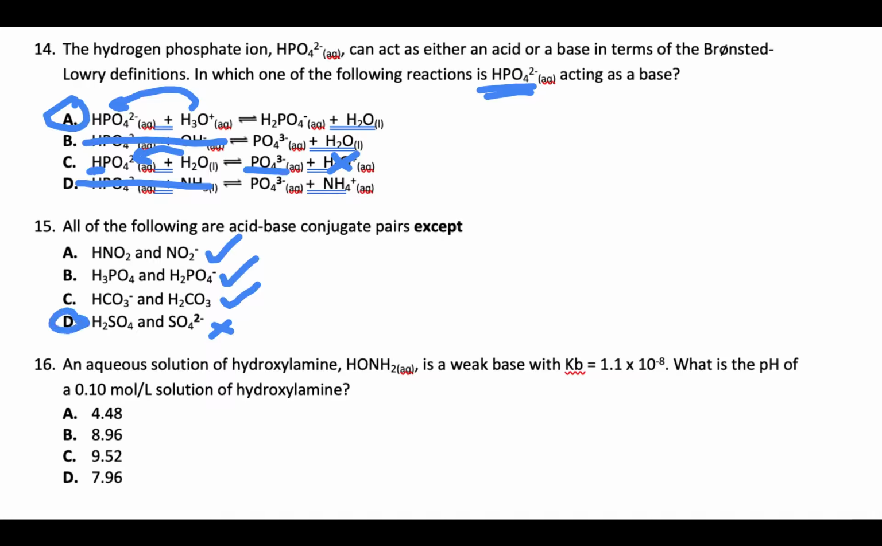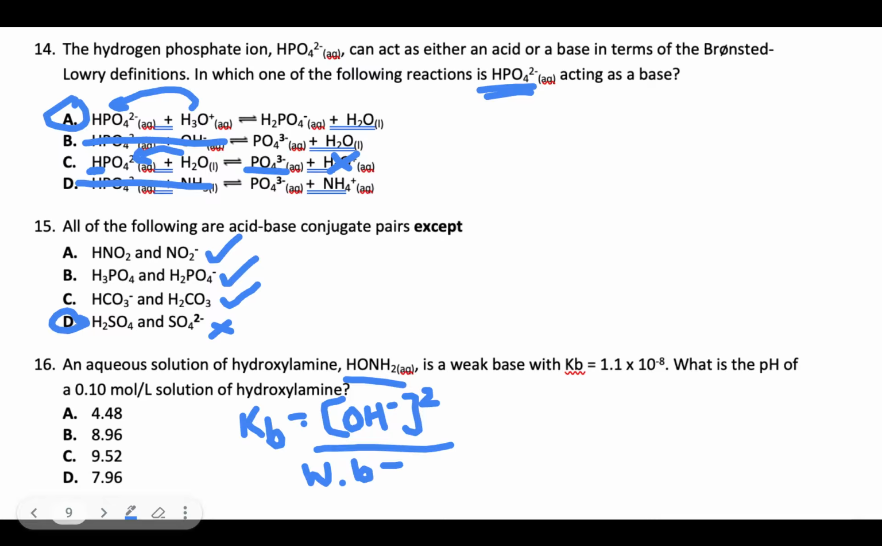Question number 16, we have an aqueous solution of this compound, which is a weak base. They give us the Kb and ask us the pH. So if we're dealing with Kb, we can use a formula. The hydroxide ion squared is going to be divided by the concentration of the weak base minus the hydroxide ion. So what we talked about in class is that if you know the hydroxide concentration, you use it. If you don't have it, you could ignore it because this is based on the ICE charts.